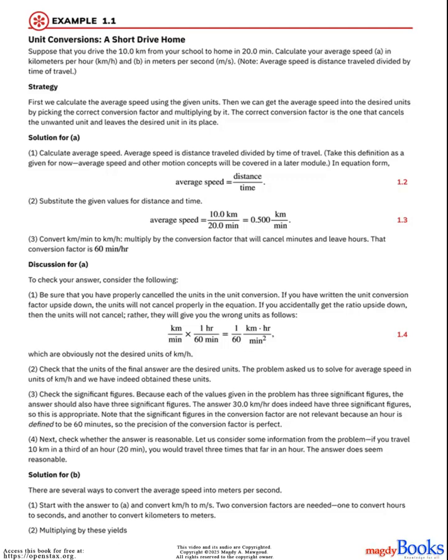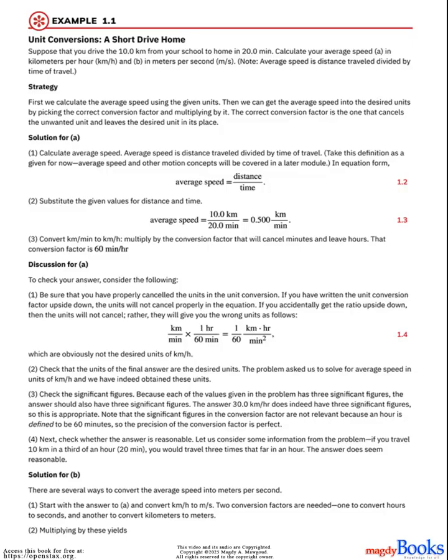Discussion for A. To check your answer, consider the following. 1. Be sure that you have properly canceled the units in the unit conversion. If you have written the unit conversion factor upside down, the units will not cancel properly in the equation. If you accidentally get the ratio upside down, then the units will not cancel, rather, they will give you the wrong units as follows. km over minute multiplied by 1 hour over 60 minutes equals 1 over 60 km dot hour over minute squared. 1.4. Which are obviously not the desired units of kilometer per hour.